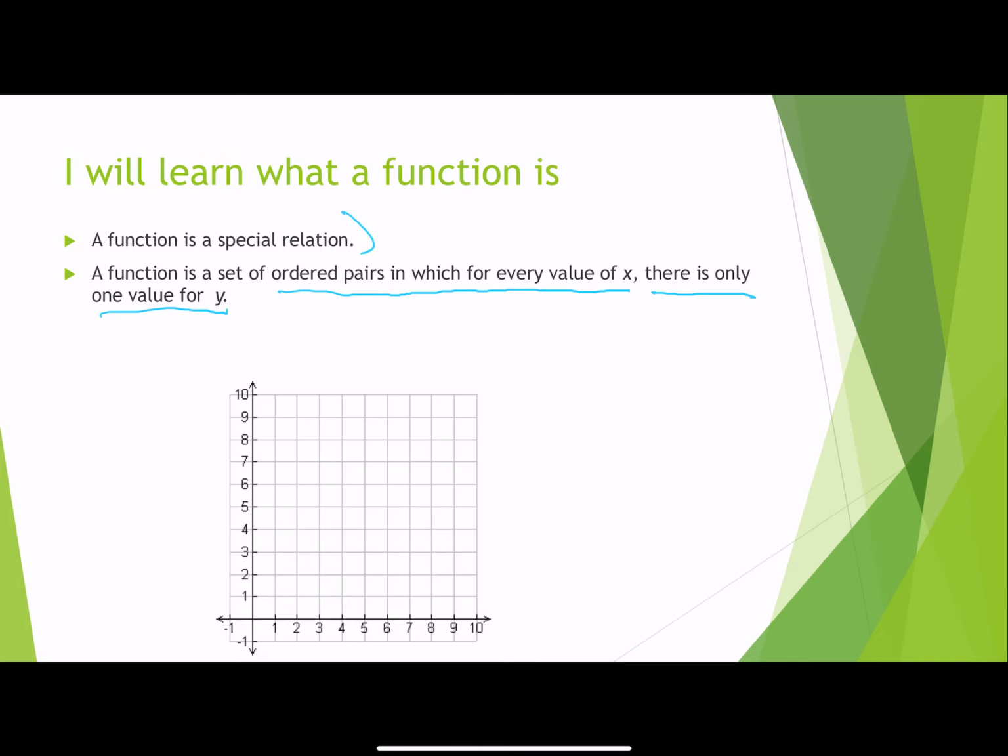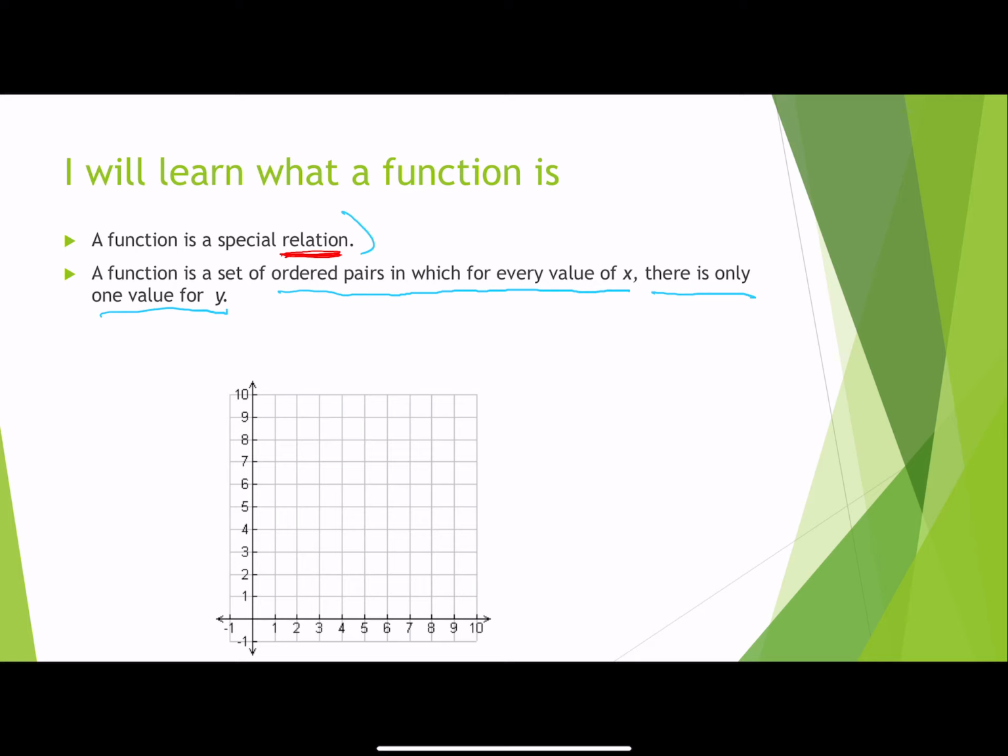Okay, a function is a special relation. Like we said in class, we have a relationship, and a function is a special type of relationship: a set of ordered pairs in which for every value of x, there's only one value of y. Okay, what does that mean? We'll talk about that in a second.